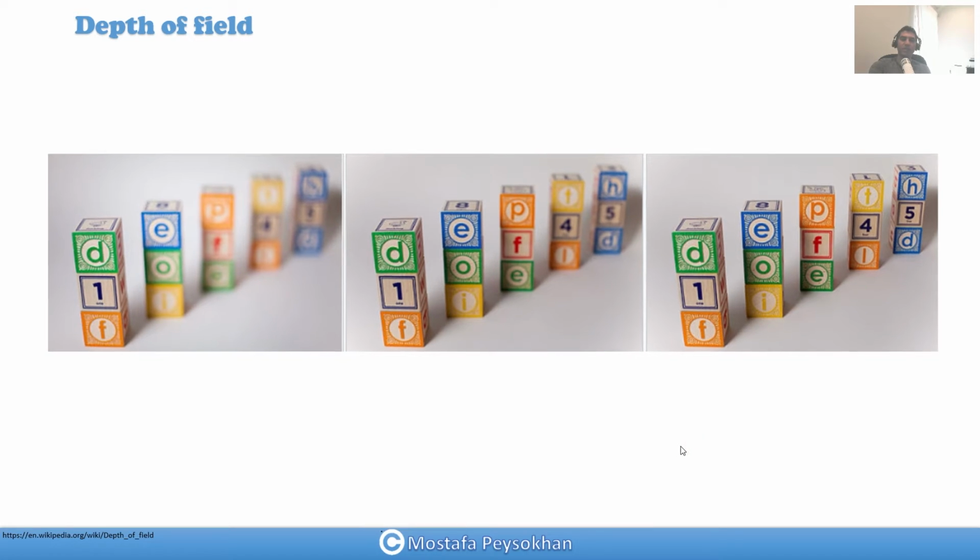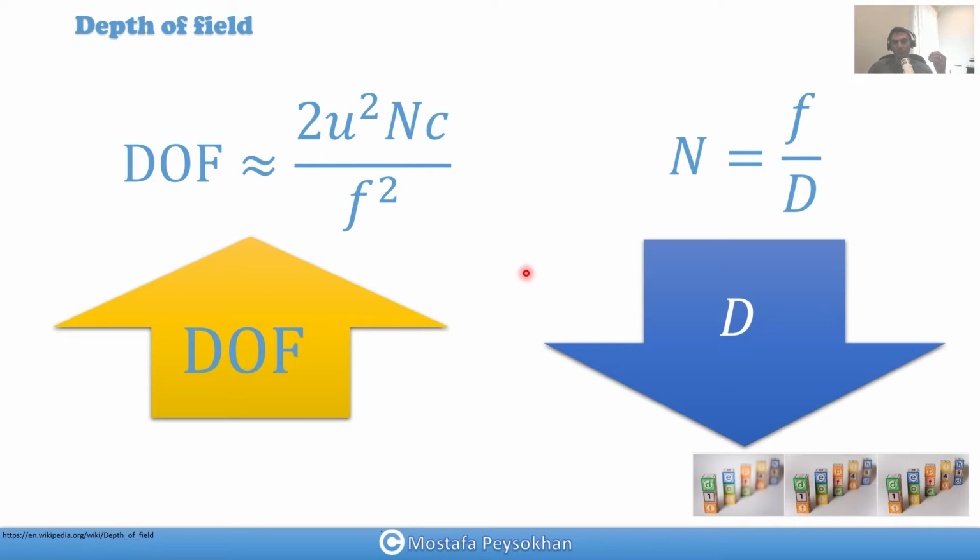As I mentioned, our optical system, which is our eye, is exactly like any other optical system. We have a stop and depth of field. So the depth of field is a function of 2u²Nc over f². The rest are not that important for us. But in this equation, we can see N is the f-number, which is equal to the focal length divided by the diameter. And the diameter here is the entrance diameter, and the entrance diameter is somehow related to the size of the stop.